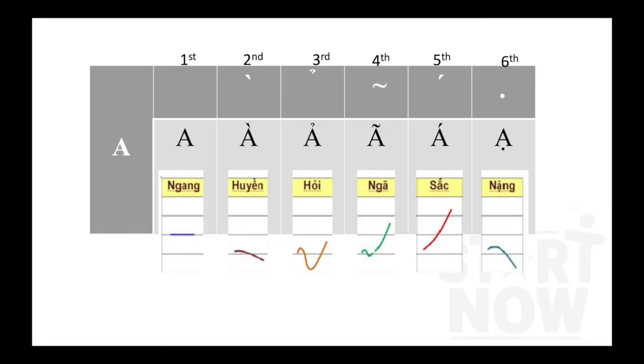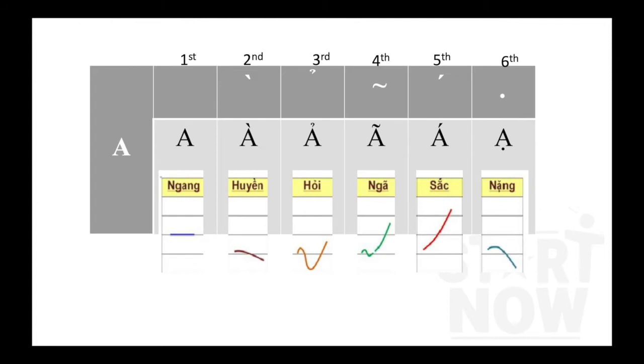So Vietnamese is comprised of 6 tones, 5 of which are represented by symbols and 1 which has no symbol, the flat tone. Each of these symbols has its own name, which we can see below. However, in this course we're going to refer to them numerically. So you can see we have the 1st, 2nd, 3rd, 4th, 5th and 6th tone.